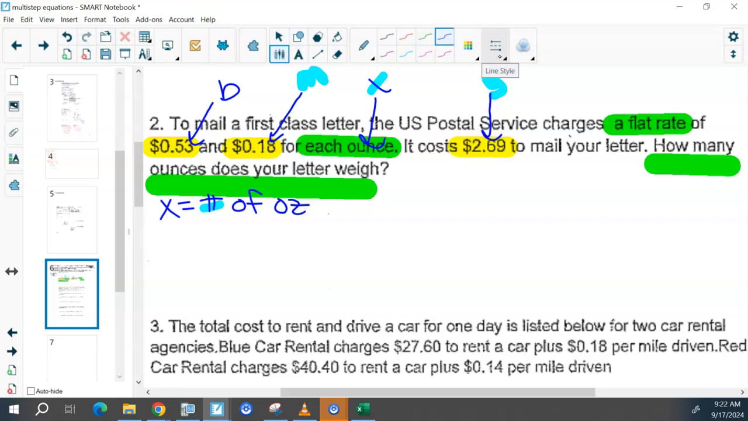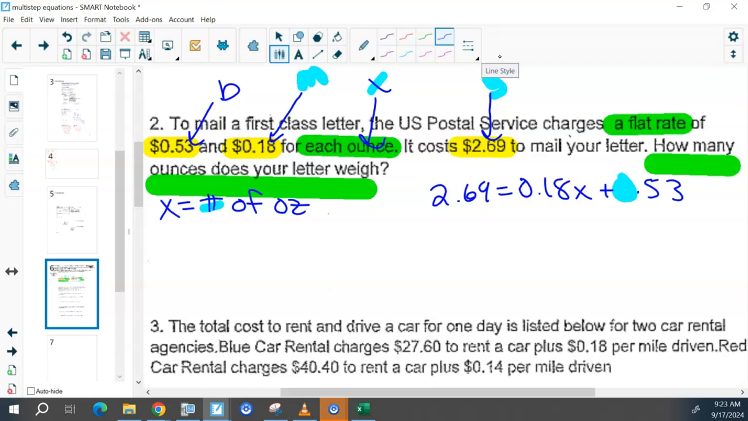So once we have that, then we can set up our equation. It's going to be in the format y equals mx plus b. So our y is 269. Our m is 0.18. We don't know what x is, but it goes right next to the slope. And then our b, since we are adding all of this to get a total cost, would be plus 0.53. And then once we have that equation, then we can solve it.